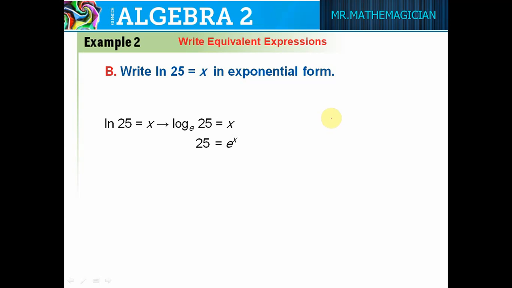We can also do it this way. This is ln 25 equals x. I will take base e for both, so e to the power of ln 25 equals e to the power of x. So I can cancel e and ln, they are inverse functions. So 25 equals e to the power of x, or e to the power of x equals 25. This is the final answer.